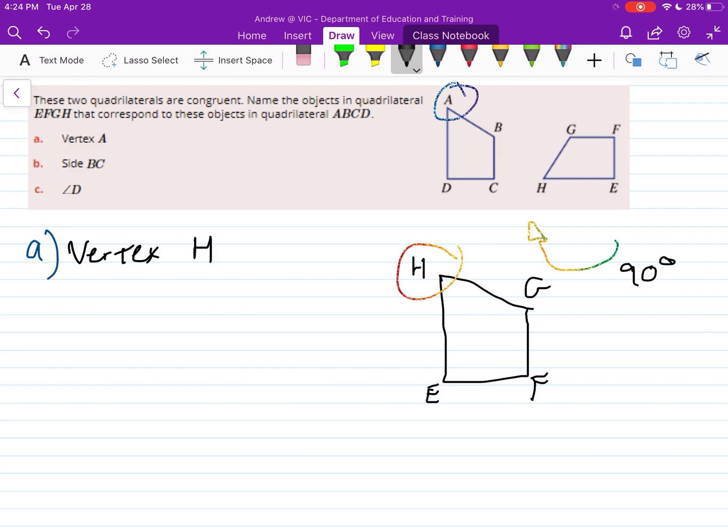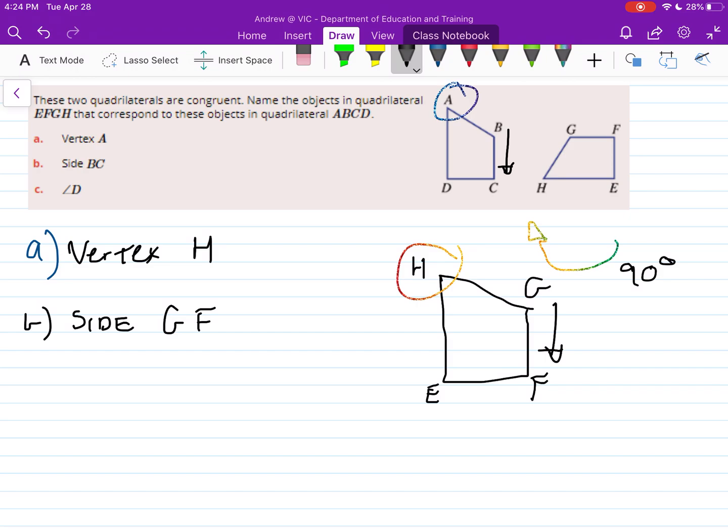Now side BC. With this one, make sure you do write them in the same order. You suppose you don't really have to, but I just like it. So this one goes from B to C, and this one goes down from G to F, the same spot there, so this is side GF.